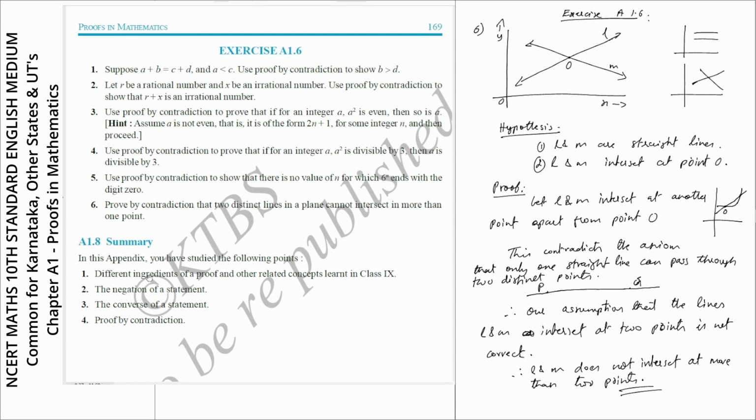Summary of this chapter: in this appendix you have studied different ingredients of a proof and other related concepts learnt in class 9. Ingredients of a proof are nothing but statements. We make a series of statements which are either true or false, and we prove the given statement. We have learnt the negation of a statement, the converse of a statement, and proof by contradiction. In one example we also learnt how to prove by the method of proof by exhaustion.